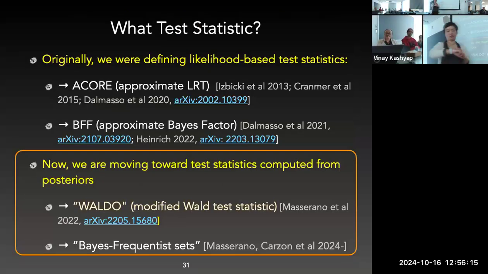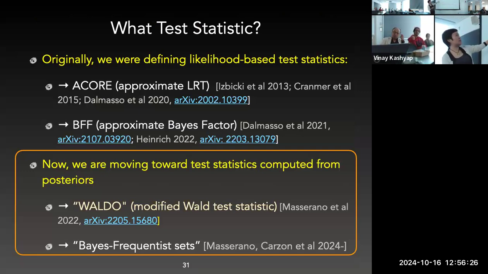So what test statistic should you use? Originally we were using a likelihood-based test. A lot of people worked on it, and I have to give credit, they really inspired us. But now we're moving towards test statistics computed from posteriors, and Waldo is one of these, which I will explain.